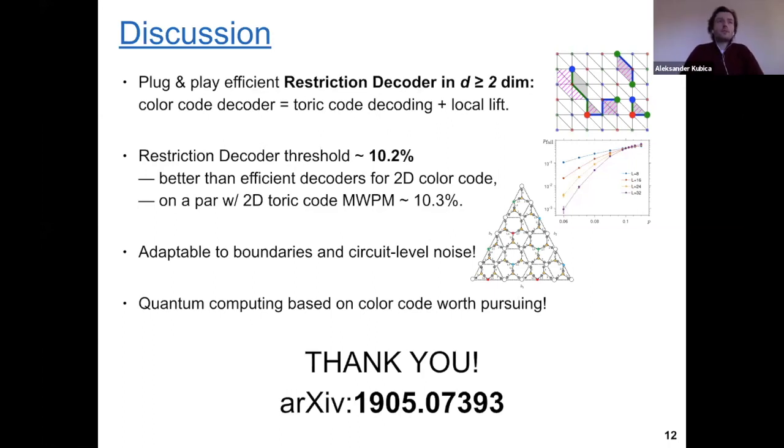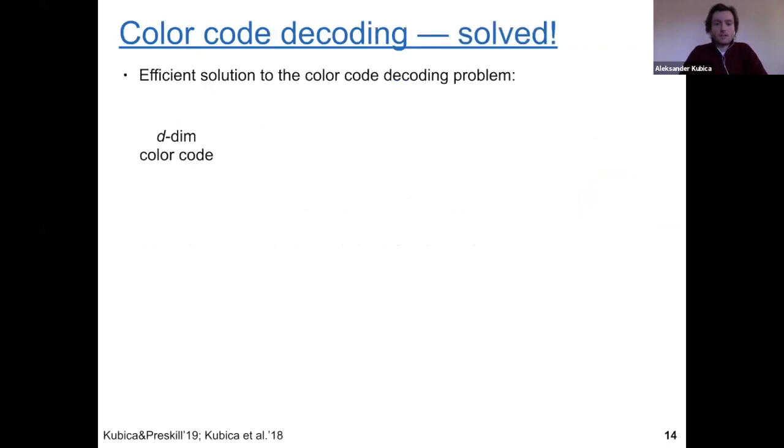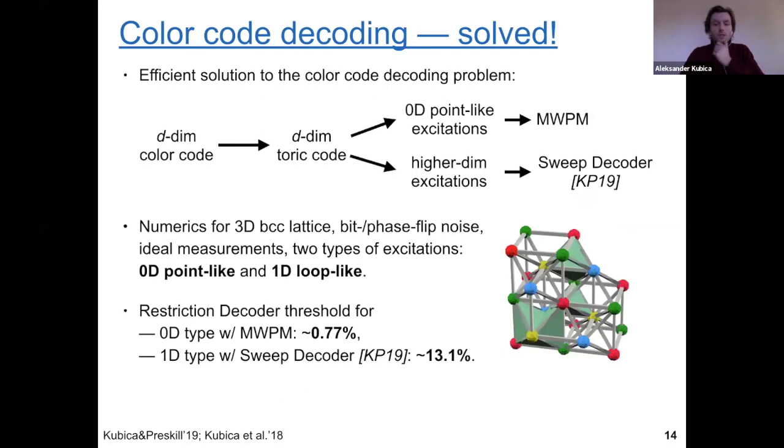So in higher dimensions, depending on your errors, either X or Z errors, they can create excitations of different dimensionality. For instance, I think I have a slide on that. Here, in a three-dimensional color code, you will have zero-dimensional point-like excitations and one-dimensional loop-like excitations. And similarly, in the toric code, you would also have point-like excitations and loop-like excitations. So for point-like excitations in d dimensions, you would have d+1 different colors of excitations.